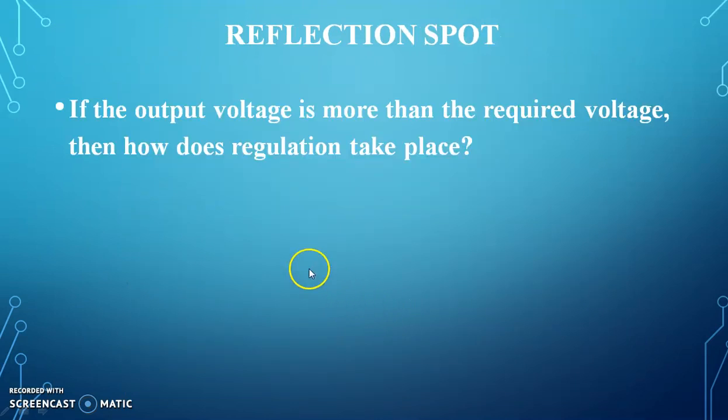We have a question for you in the reflection spot, that is, if the output voltage is more than the required voltage, then how does the regulation take place? We'll take a pause and then come back to the answer.